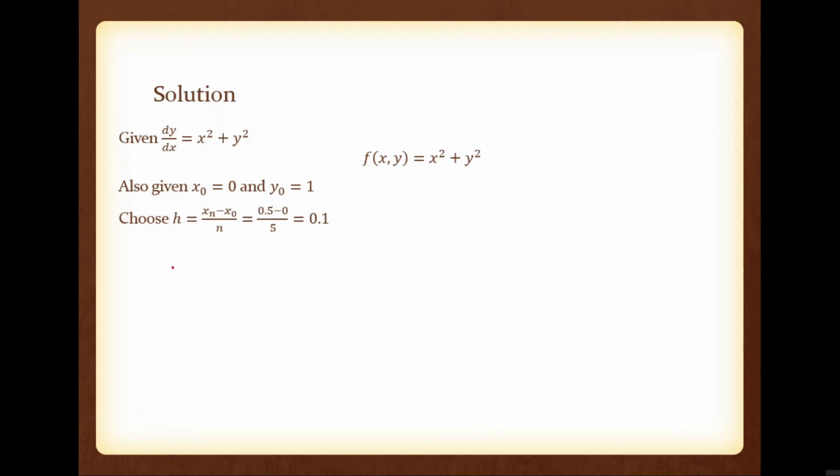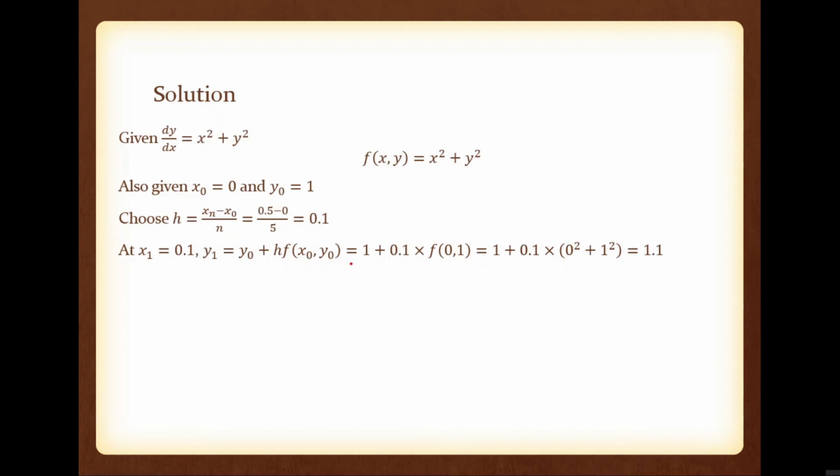x1 is 0.1. So now find y1 corresponding to x1 equal to 0.1. So at x1 equal to 0.1, how did we get this value? x0 plus h, so 0 plus 0.1, that is 0.1. Now what is y1? y1 is equal to y0 plus h into f of x0 comma y0.